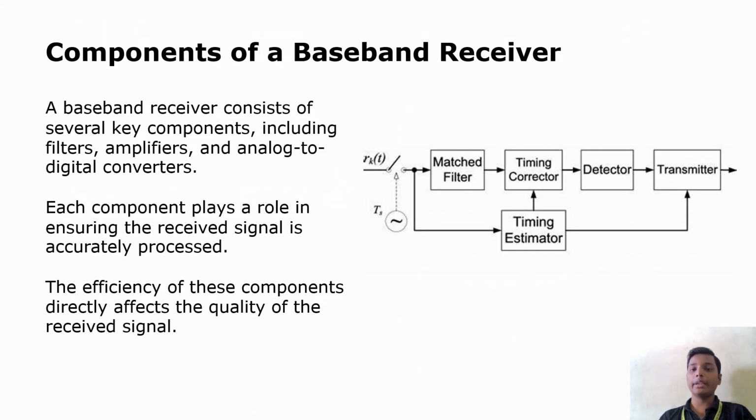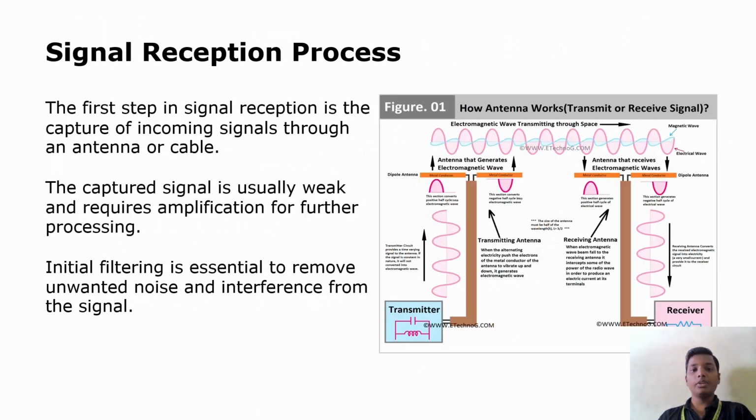Here are the components of a baseband receiver. First is the matched filter, then the timing corrector and then the detector, after that the transmitter. It can be fed back to the input as a timing estimator. Signal reception process. The first step in signal reception is the capture of incoming signals through an antenna or cable. The captured signal is usually weak and requires amplification for further processing. Initial filtering is essential to remove unwanted noise and interference from the signal.